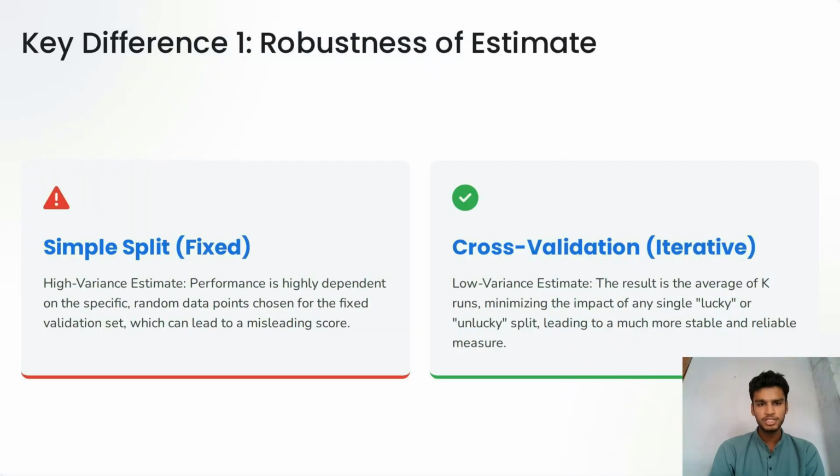Differences between simple split and cross validation. Simple split: high variance estimate. Performance is highly dependent on the specific random data points chosen for the fixed validation set, which can lead to a misleading score. Cross validation: low variance estimate. The result is the average of k runs, minimizing the impact of any single lucky or unlucky split, leading to a much more stable and reliable measure.